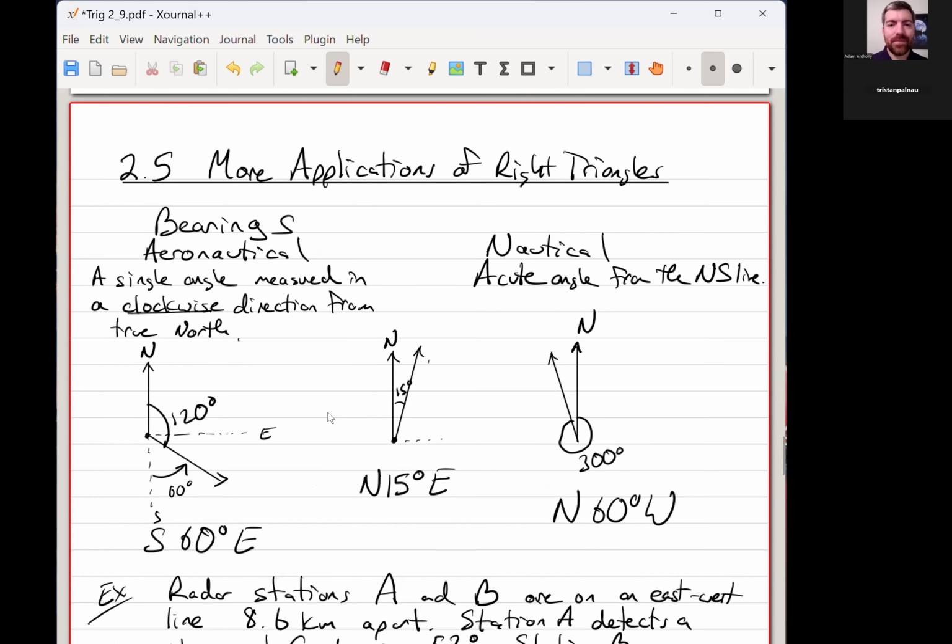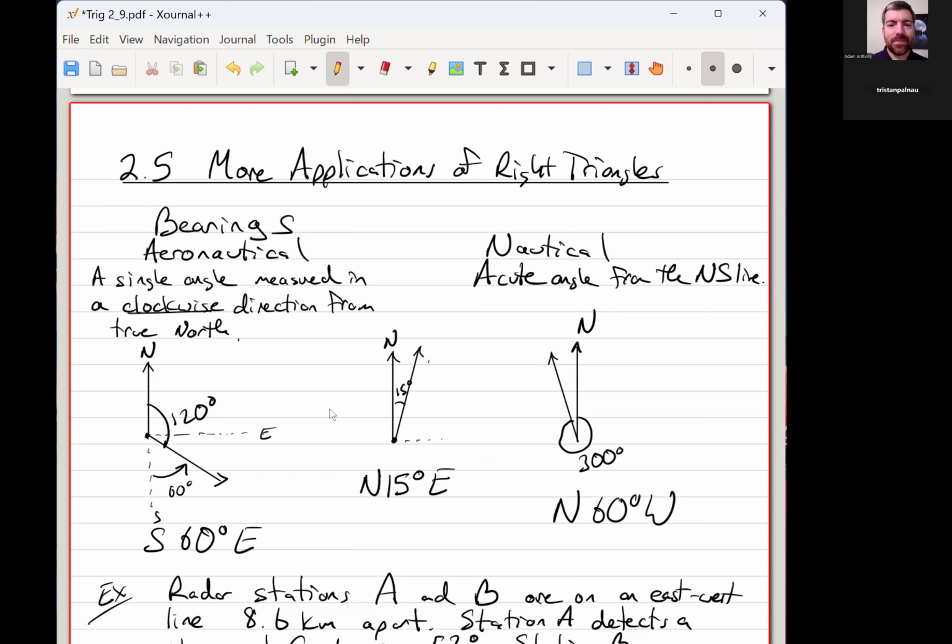All right. More right triangle applications, this time in the context of bearings. This is 2.5. Bearings are how you pick a direction, like if we're traveling in a particular direction, or there's an object that we're interested in that is often some distance. We want to be able to communicate where that is relative to us, and that's a bearing.